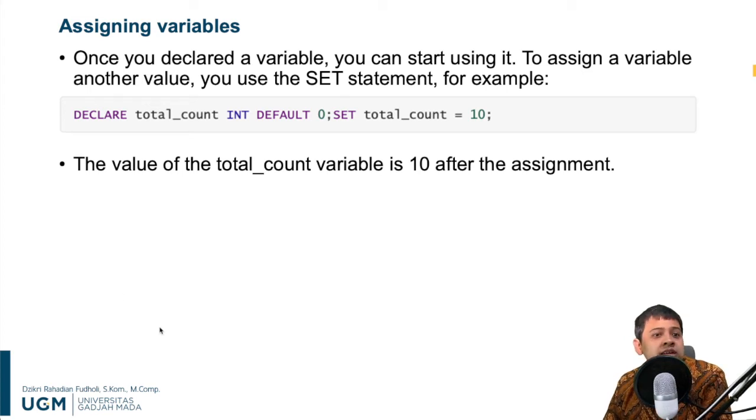Now once we declare a variable and want to use it, to assign the variable another value, you can use the set statement just like this below. After we declare the variable over here, we can set it to another value. So we set total count equals 10. The value of the total count variable is 10 after this assignment.